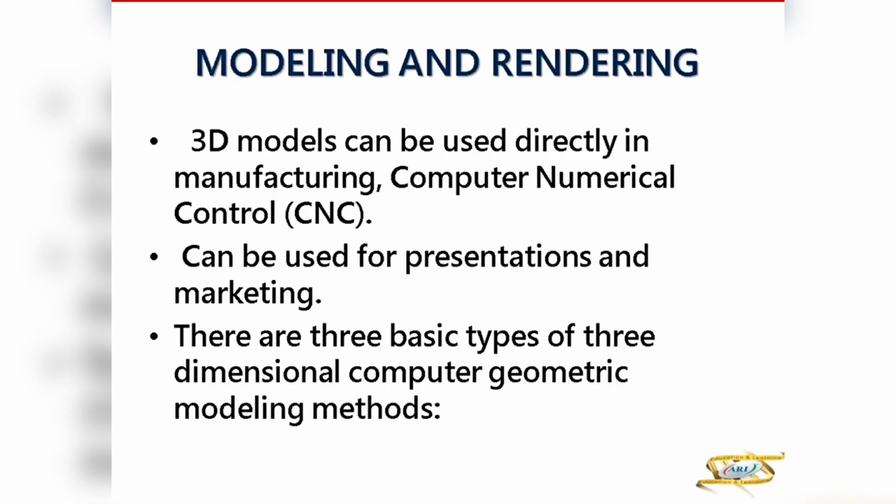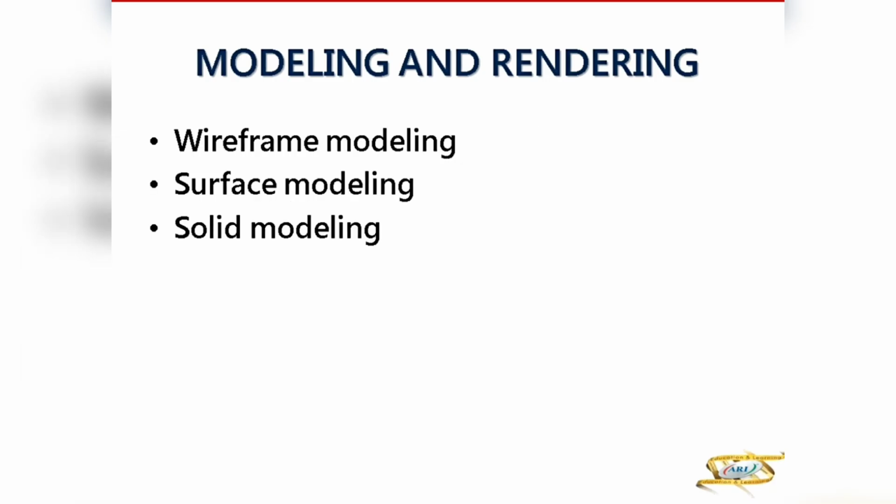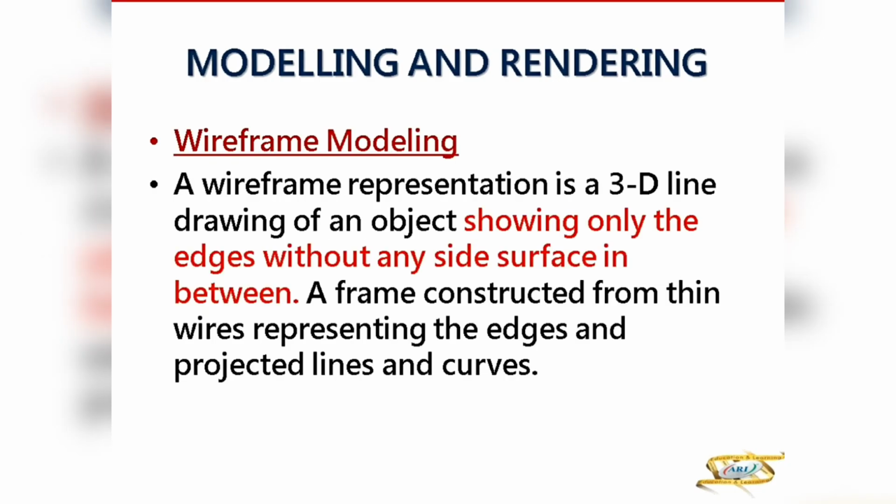So basically, for these 3D models, we have three basic types. One is wireframe modeling, the other is surface modeling, and the third is solid modeling. So wireframe modeling, basically, that's a line representation, not the actual model representation, where you can see only the edges. You can't see any surface, you can't see any depth. This is like thin wires it's constructed with, and you get the projected lines and curves.